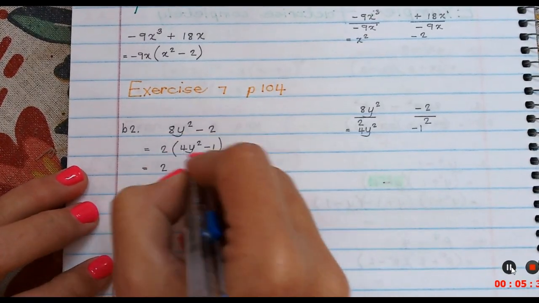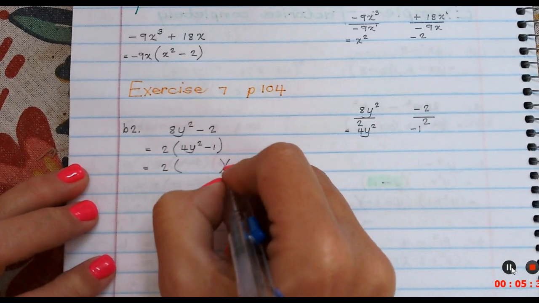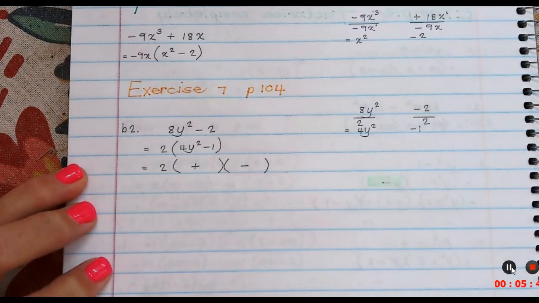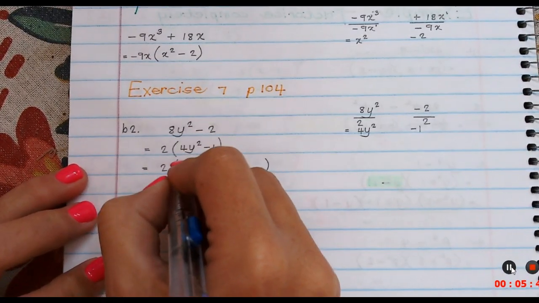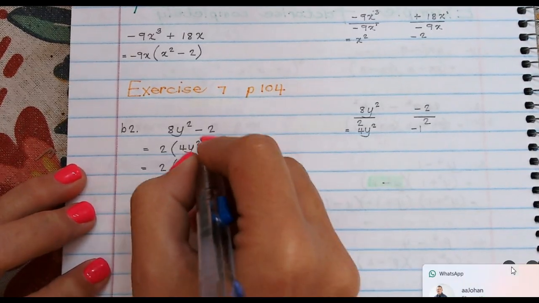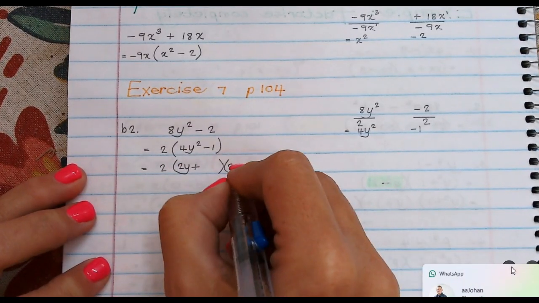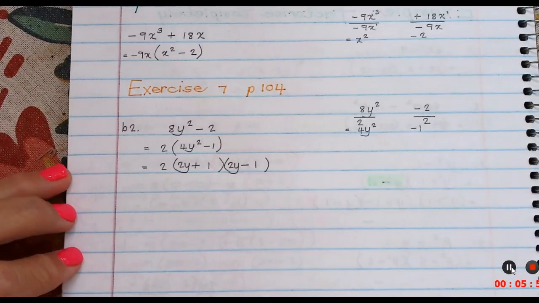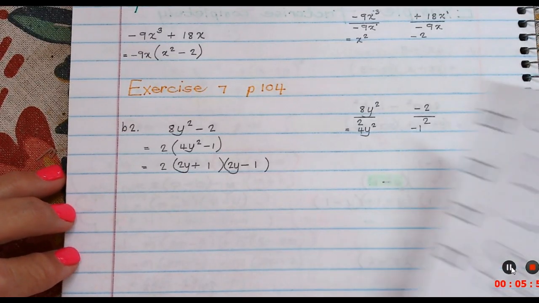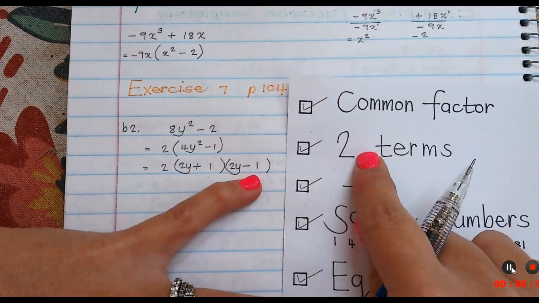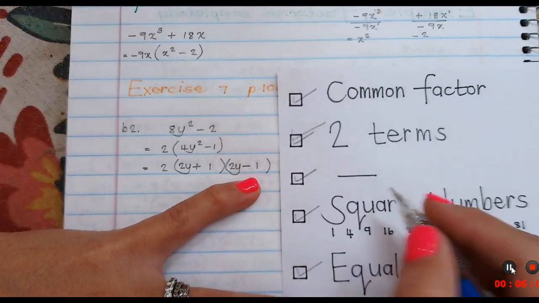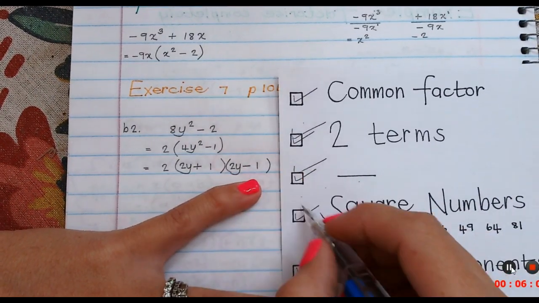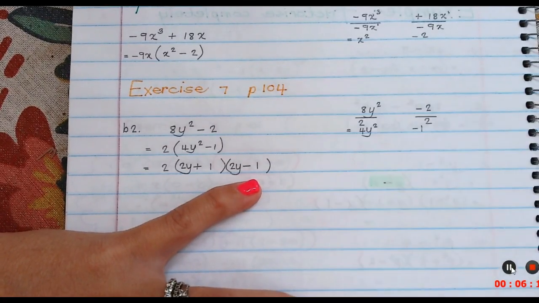Remember, difference of squares, hakkie, hakkie. First bracket, positive. Second bracket, negative. The square root of 4, 2. The square root of y squared, y. The square root of 1, 1. I am not done because I need to go back to my check boxes. So, two terms, yes. Negative, yes. Square numbers. 2, no. Therefore, I am done.